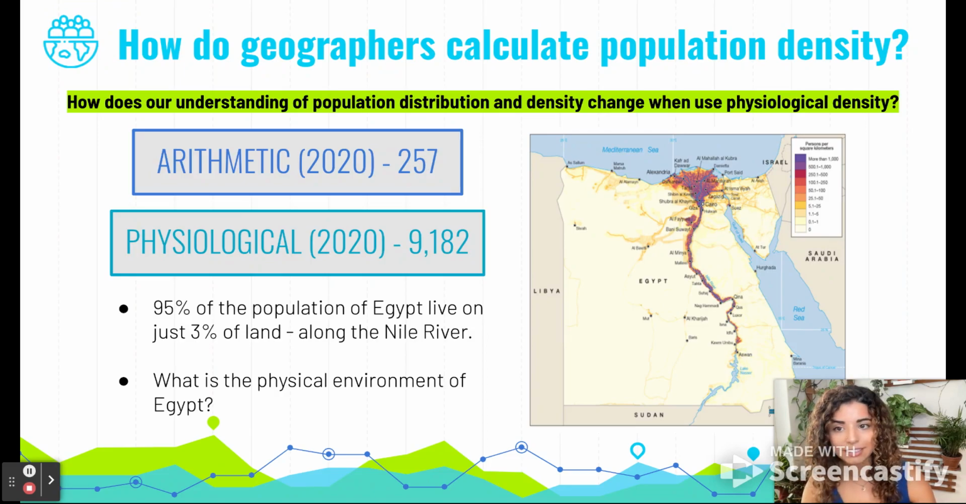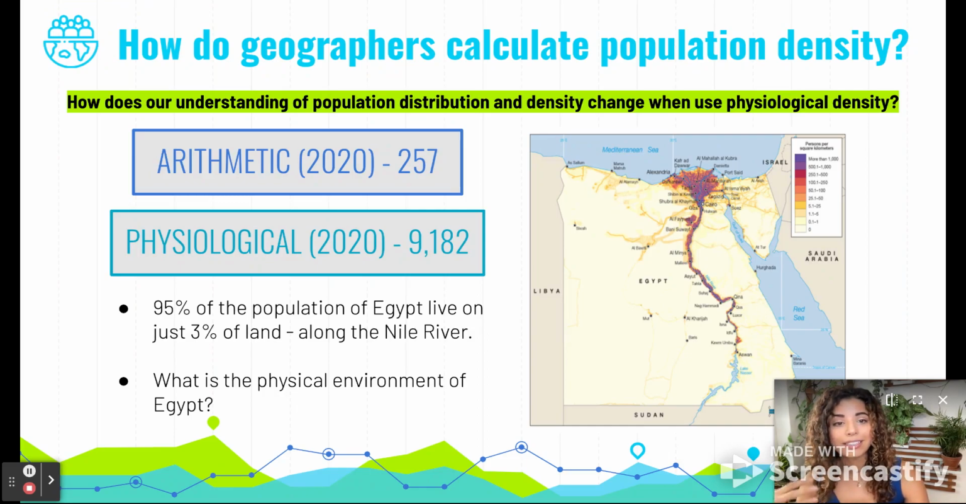So in terms of an example, how does our understanding of population distribution and density change when we use physiological density? The example that we have here is Egypt. These are numbers from 2020. The arithmetic population density, that overall general population density, is 257. Physiological, it's 9,182. The most notable thing here is if we look at where population is, notice it hugs the Nile River. 95% of Egypt's population lives along the Nile River.